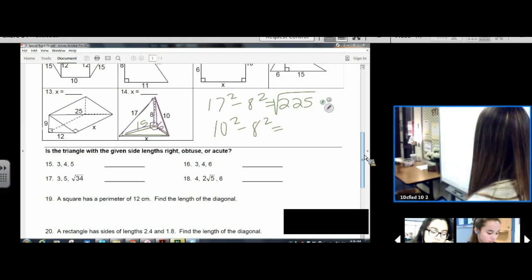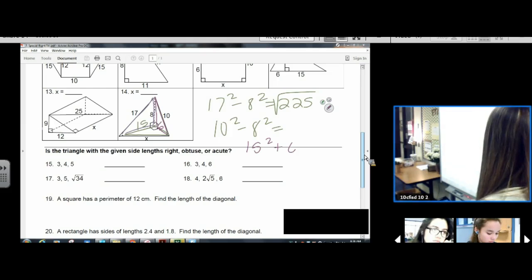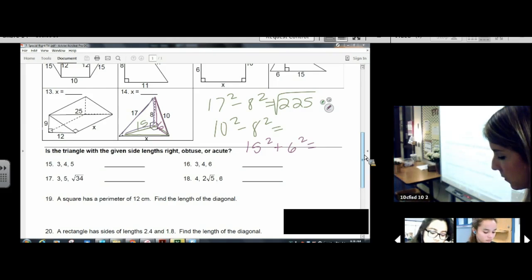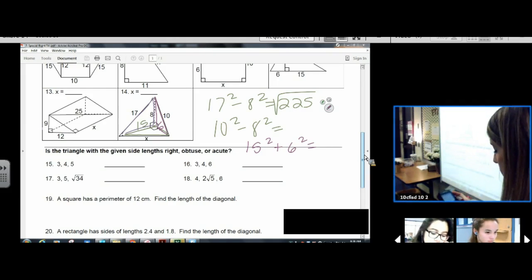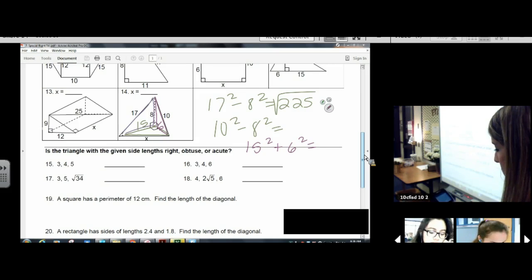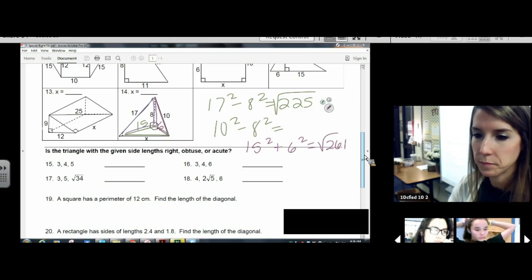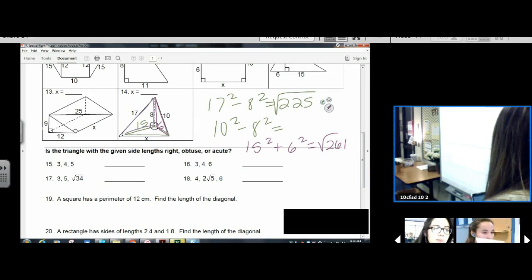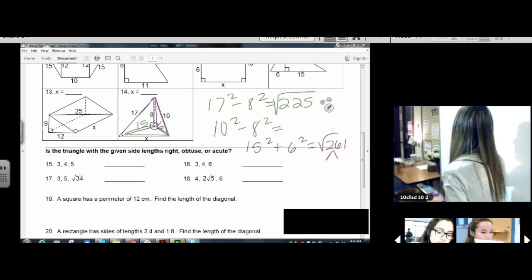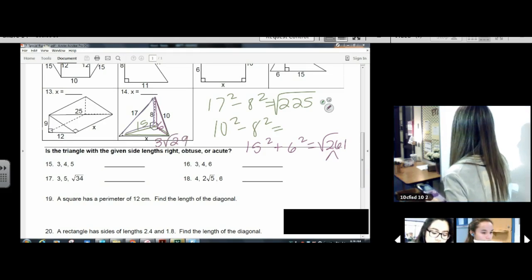And now I'm doing Pythagorean theorem one more time. 15 squared plus 6 squared, 261. Oh, that one's not pretty. So you factor tree the 261, and you get 3 radical 29.